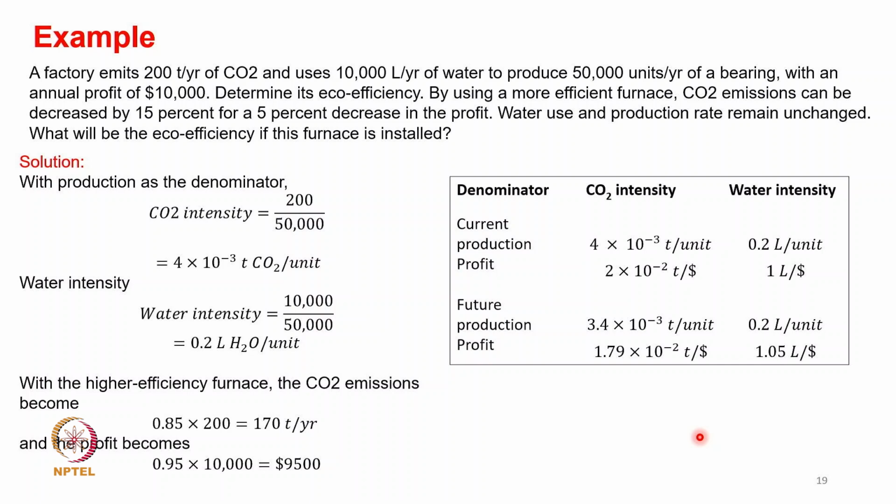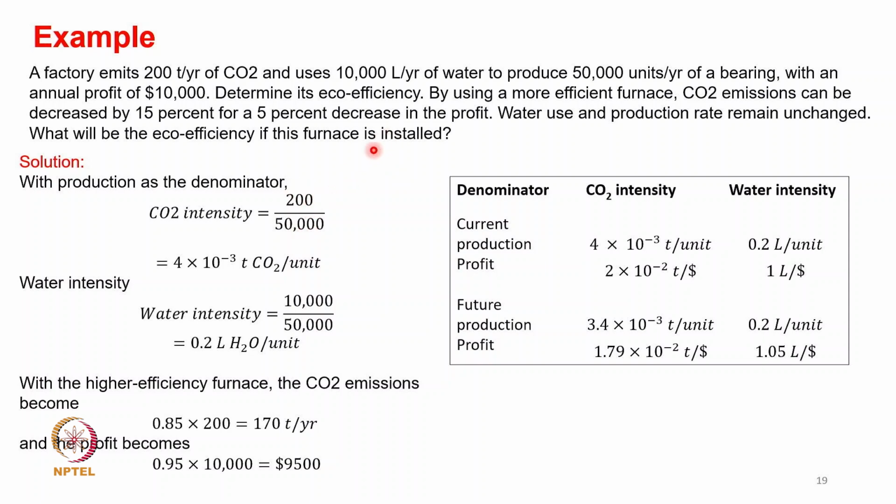A factory emits 200 tons per year of CO2 and uses 10,000 liters per year of water to produce 50,000 units of a bearing, which has an annual profit of $10,000. Determine its eco-efficiency. By using a more efficient furnace, CO2 emissions can be decreased by 15% for a 5% decrease in the profit. Water use and the production rates remain unchanged. What will be the eco-efficiency if this furnace is installed?